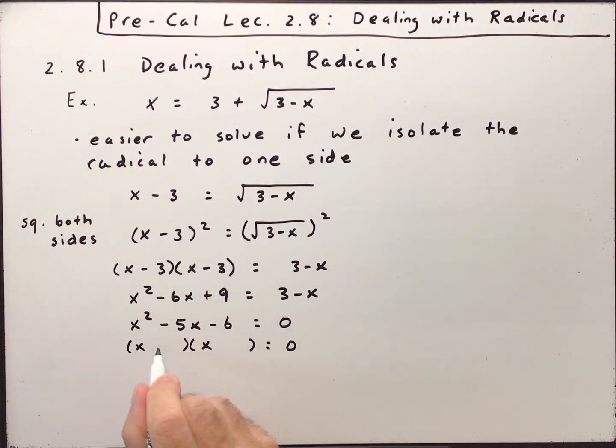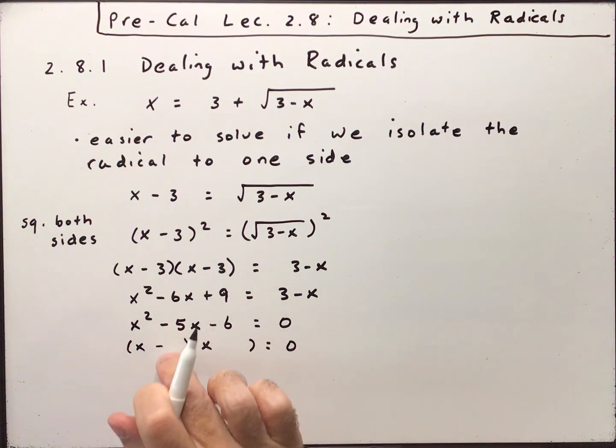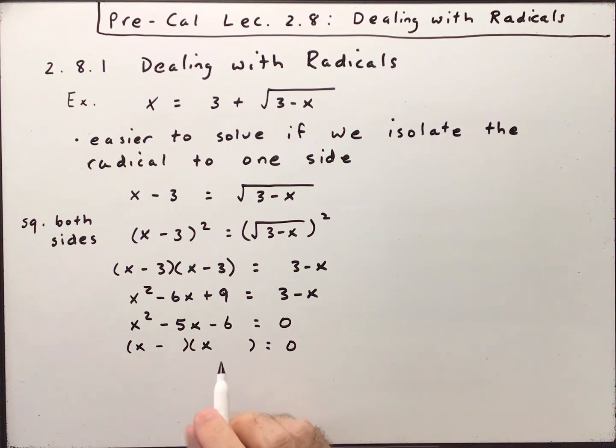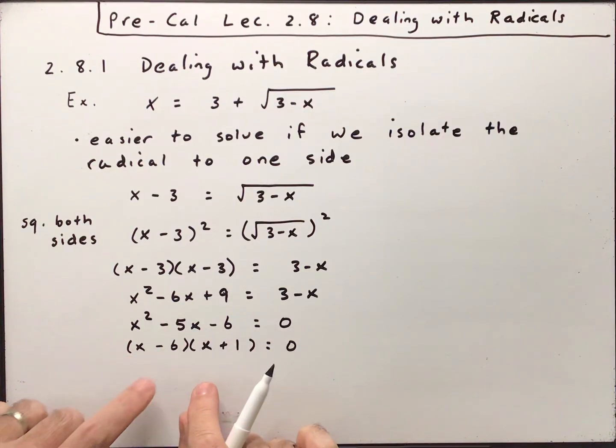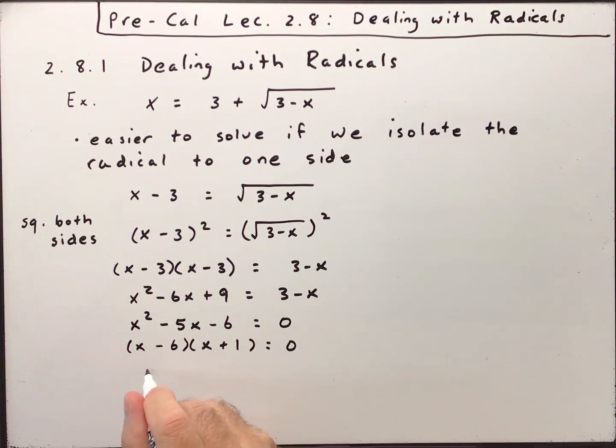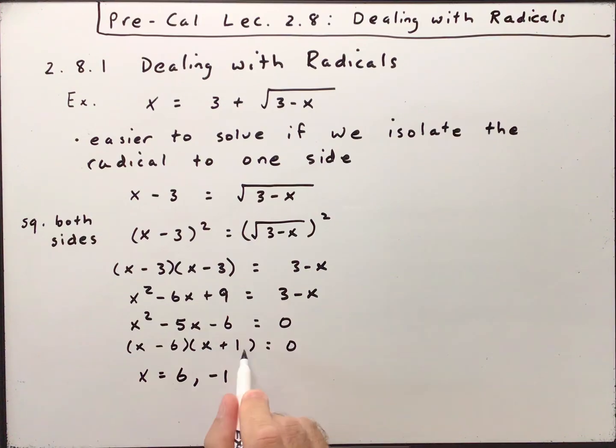I'm thinking a minus 3. Oh no, 3 and 2, I can't get that to work. Just eyeballing it, minus 6 plus 1, I think. So give me x squared minus 6x plus x, negative 5x. There we go. So we have two solutions. x minus 6 equals 0, x is equal to 6, and x is equal to negative 1 for this parenthesis.